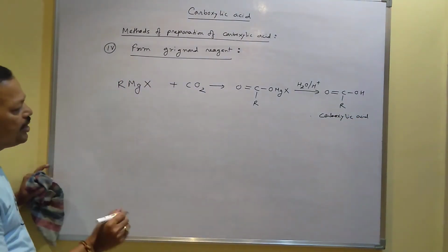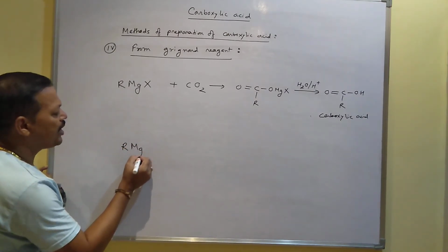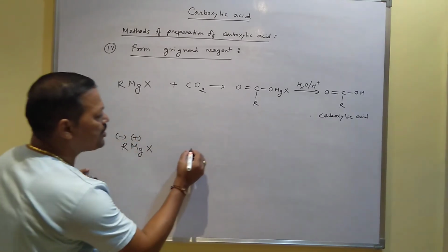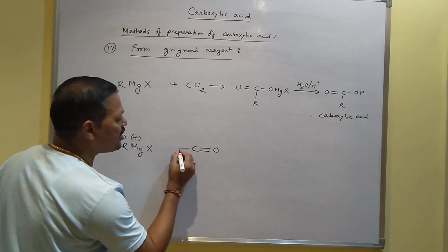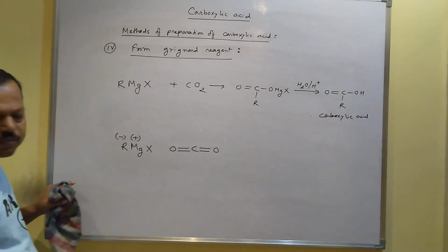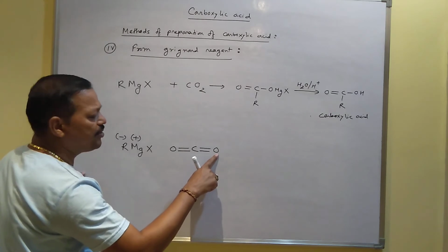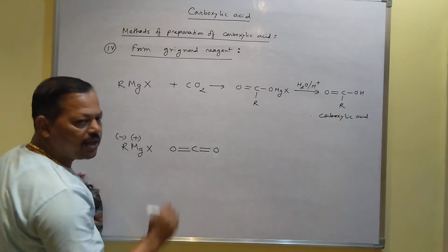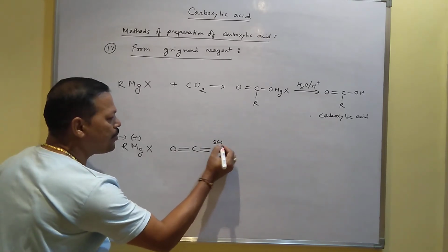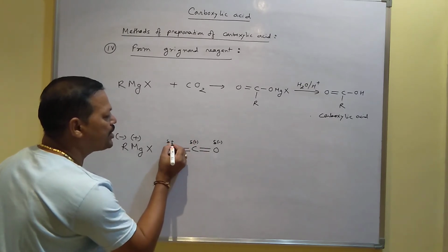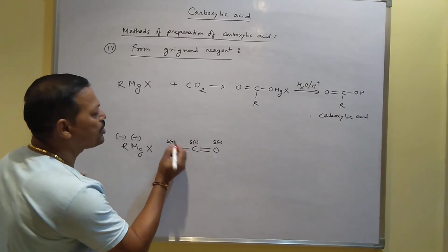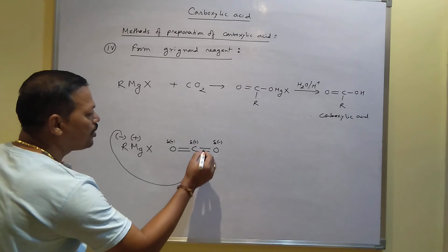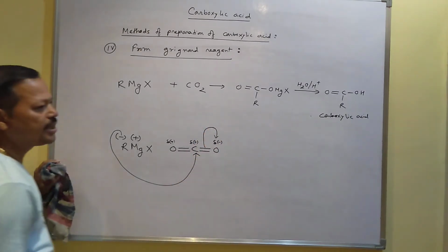If you are not understanding the reaction, I can explain. RMgX: in RMgX, R is minus, MgX is plus. Carbon dioxide is like this, CO2. It has a linear structure, and carbon and oxygen carry a double bond. Since oxygen is more electronegative than carbon, oxygen attracts the bonded electrons towards itself. That's why oxygen becomes delta minus, carbon becomes delta plus. I mean some electromeric effect takes place here. Due to positive carbon, the negative R will attack the carbon and the double bond shifts towards the oxygen.